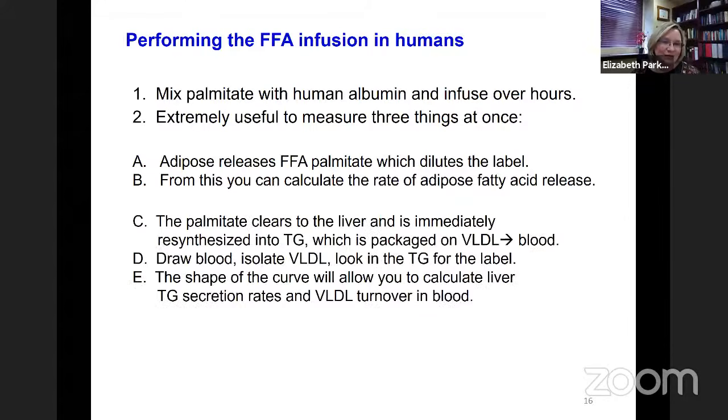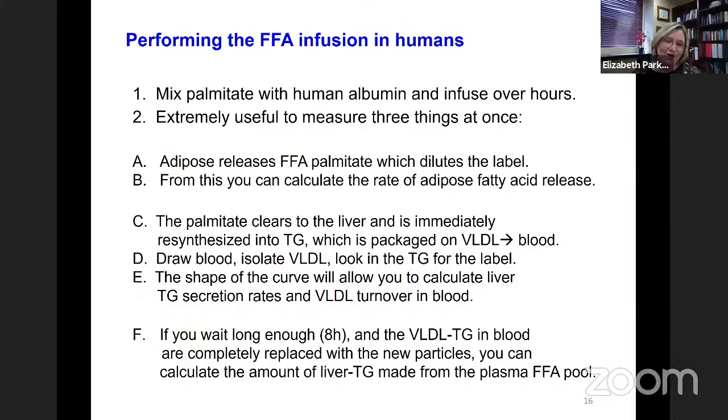At the same time, this palmitate can clear to the liver. And as I've said, it's immediately resynthesized into triglyceride, which is packaged into VLDL, and then that's put in the blood. So we will draw blood and isolate VLDL and look for the triglyceride palmitate label in there. The triglyceride then can be used, as that shape of that curve, as I'll show you, to calculate liver triglyceride secretion rates and also the turnover of this lipoprotein particle in blood.